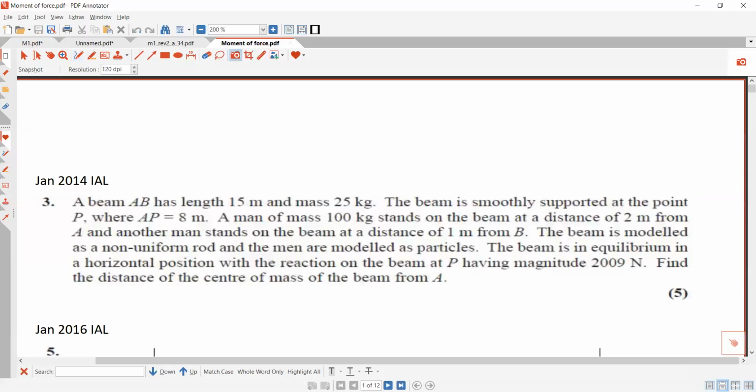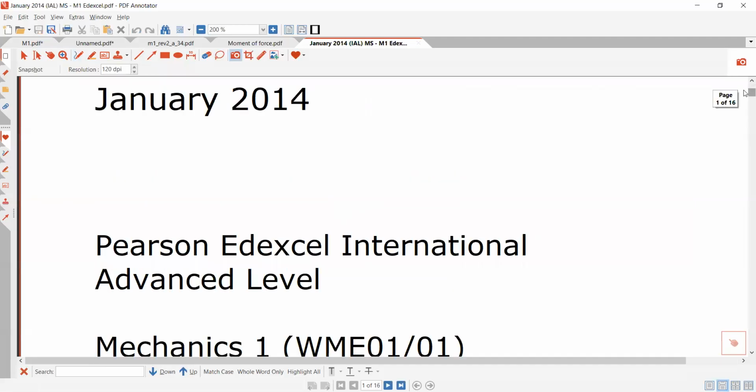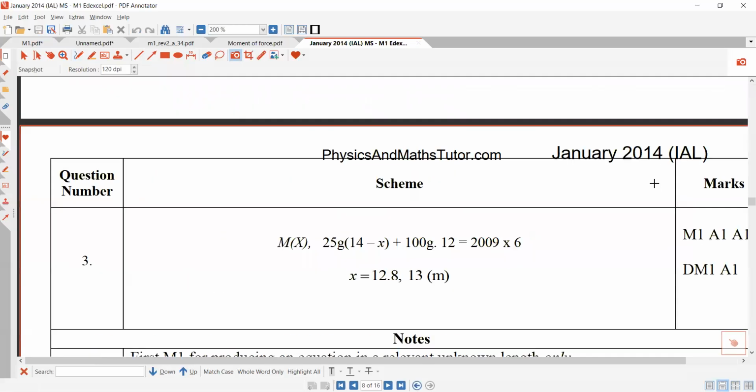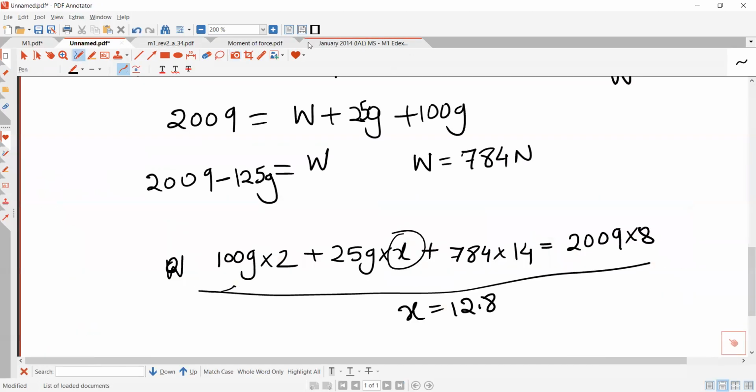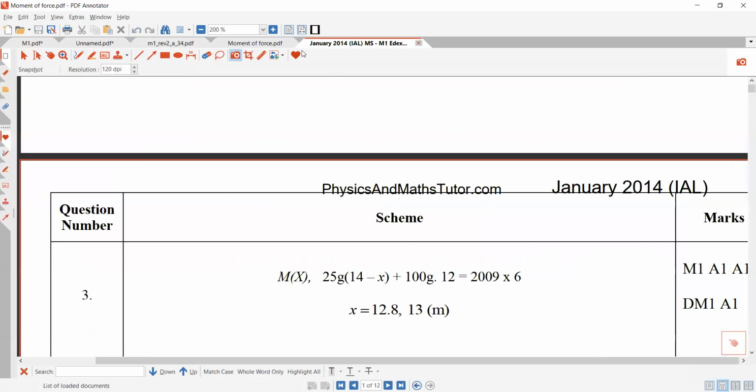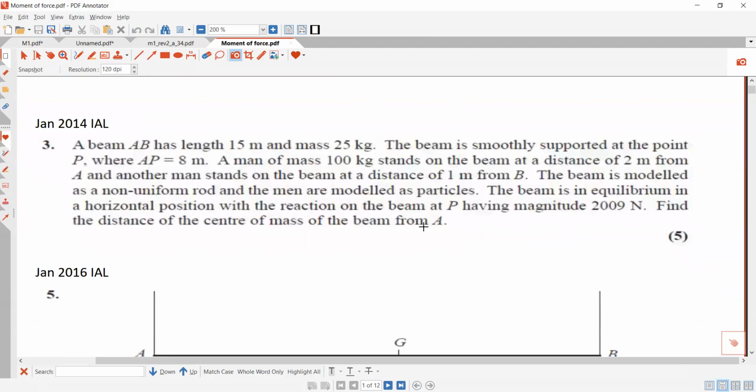Jan 2014 IAL question 3. 12.8 or 13 is the answer. Very good. That's what we got. Now everybody got 12.8, na?